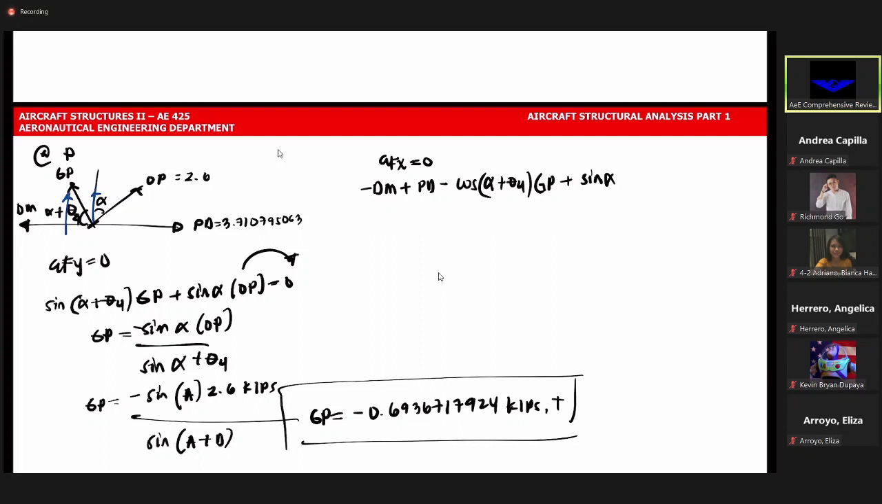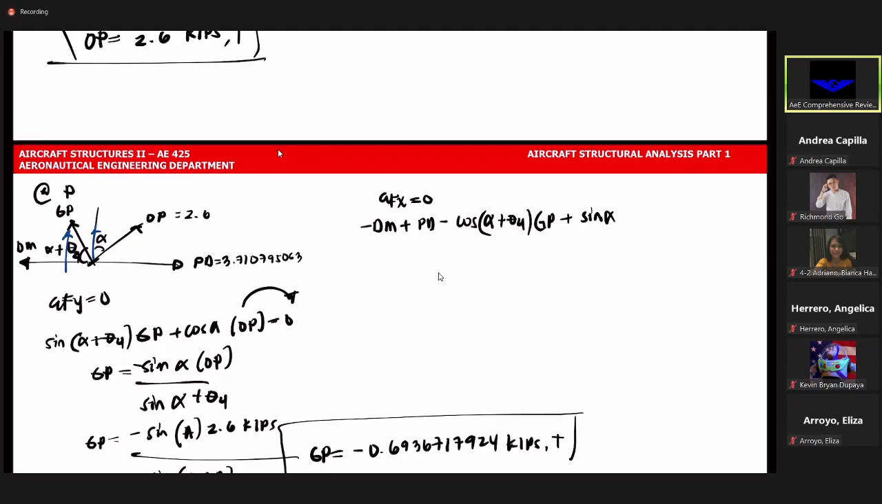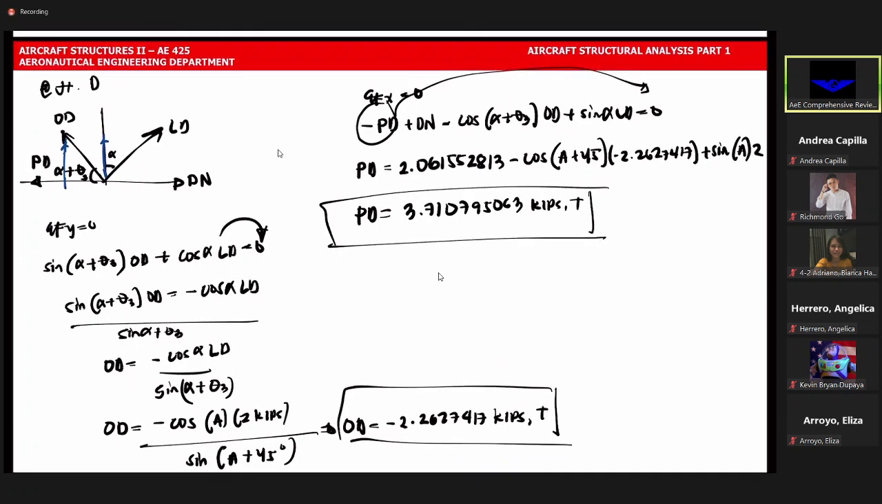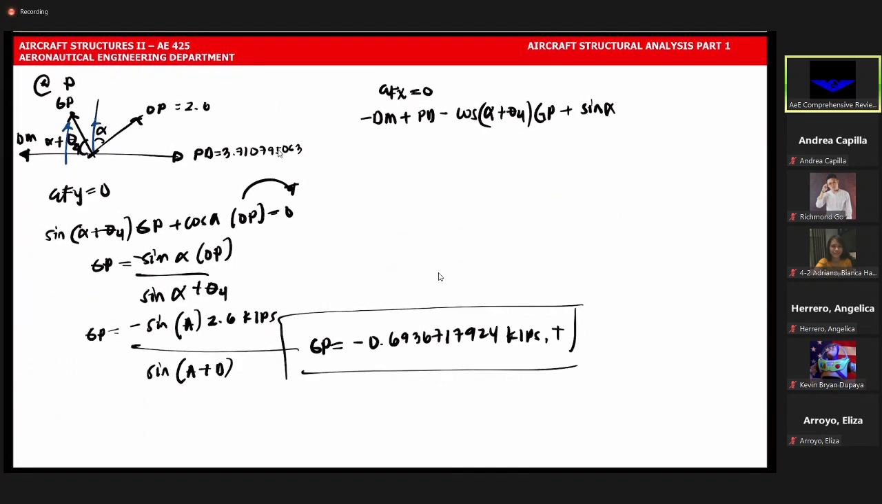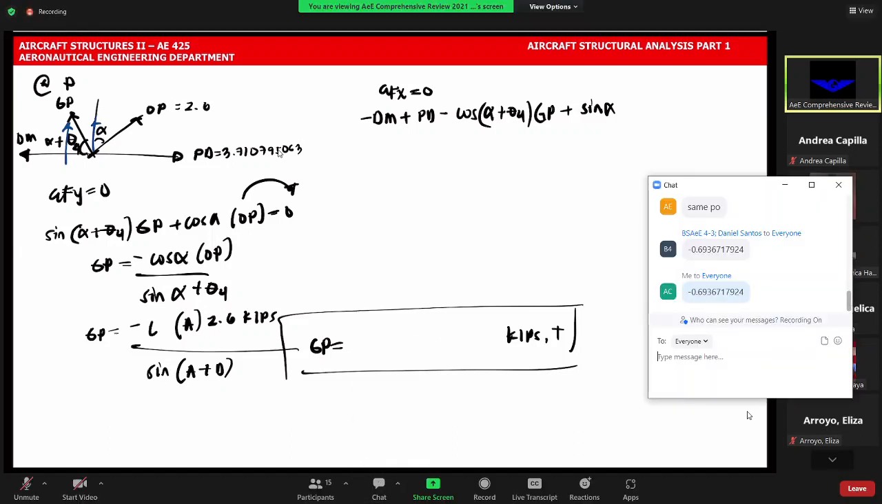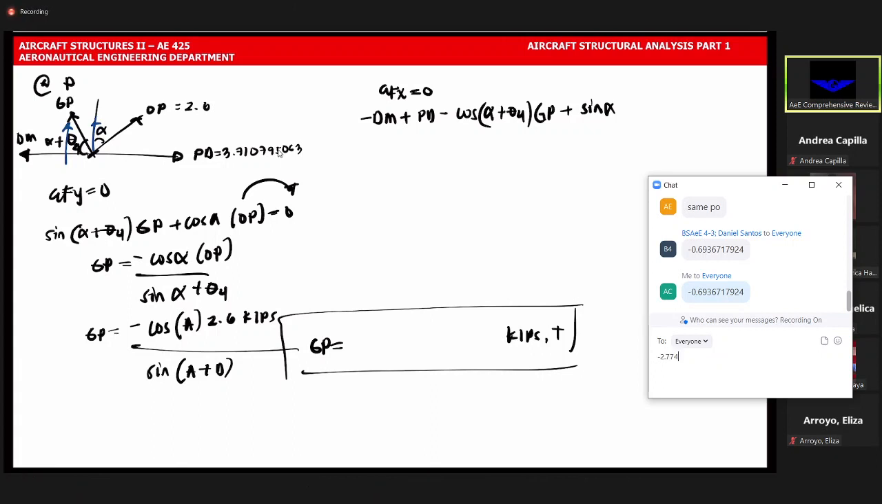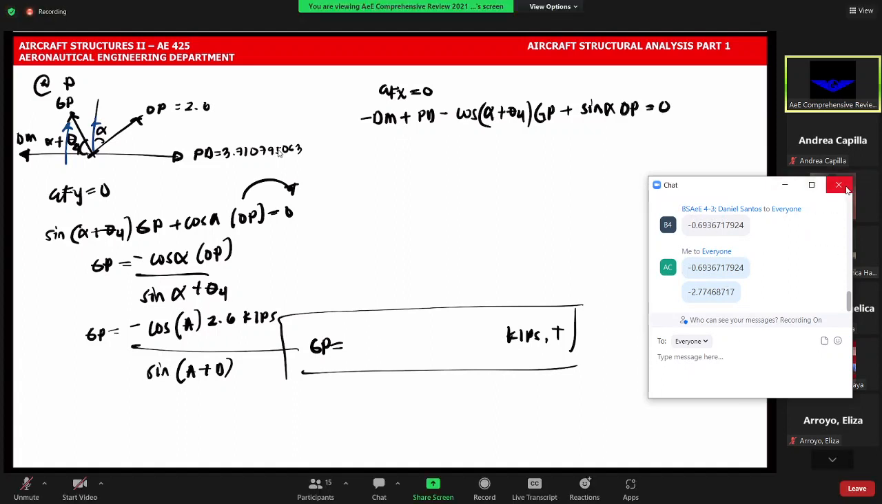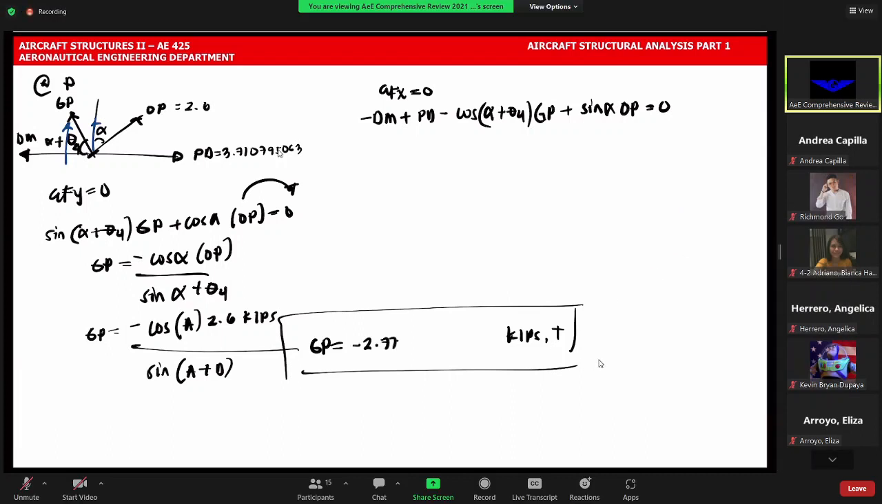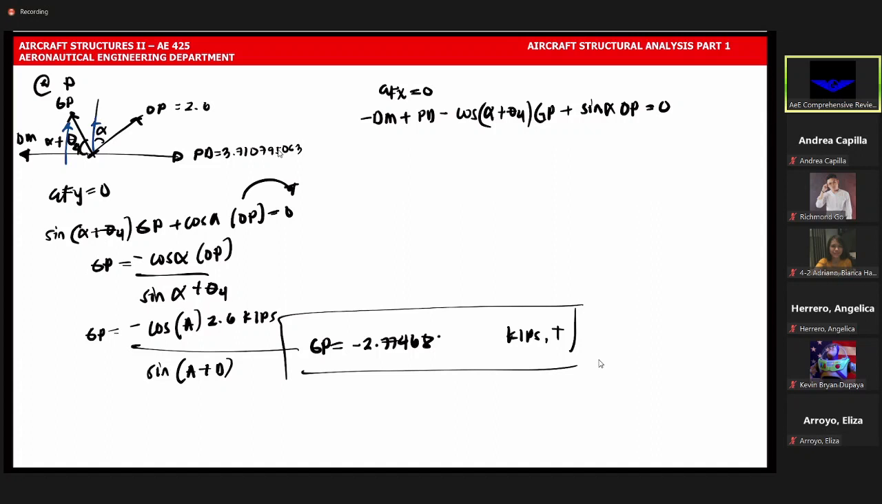Okay, so may mali guys, hindi nyo napansin. Ito dapat is cosine. So this is cosine alpha. Sa kanina ba? O yan, cosine alpha. So dapat ito cosine alpha. So ibig sabihin mali itong value na to. So ano yung GP natin? Pag cosine? Negative 2.77468,717 kips. Okay? So, yun.